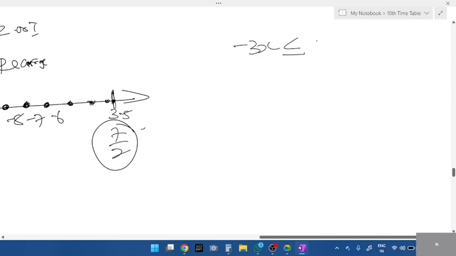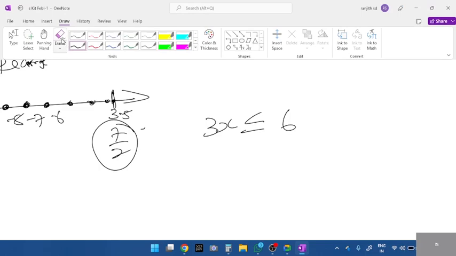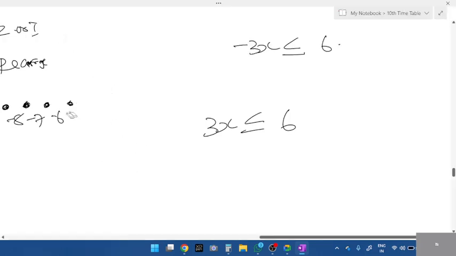less than or equal to 6. 3x less than or equal to 6. I'll tell you all the important points to remember for inequation.